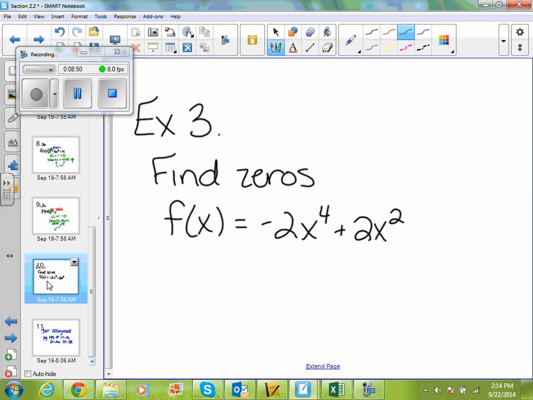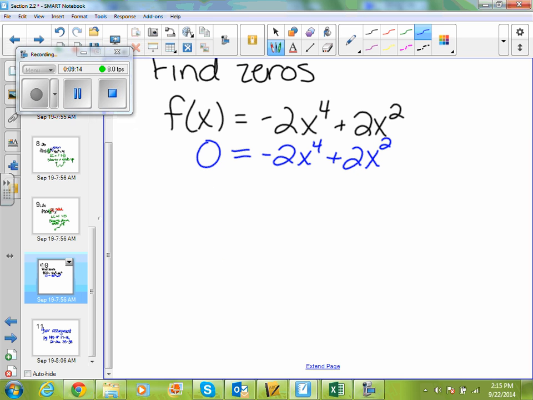Okay, and then the last thing we're going to do on this assignment is find our zeros. So find our zeros of a function f of x equals negative 2x to the 4th plus 2x squared. We actually set our equation equal to 0. So we get 0 equals negative 2x to the 4th plus 2x squared. And we need to solve that for x. So I can see that I have a 2x and a 2x, and I've also got common exponents of 2. So I'm going to factor out a 2x squared from my equation.